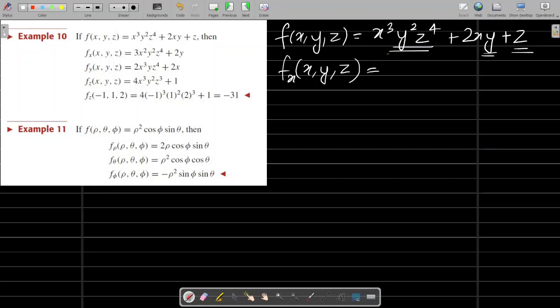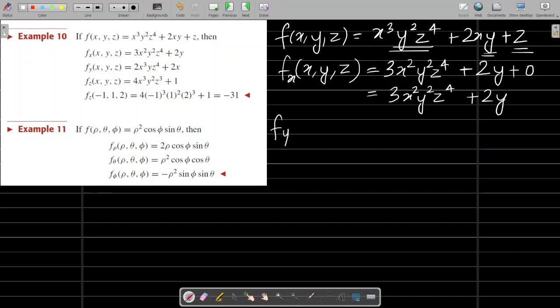So that will be equal to dou by dou x of x cube is 3x square, and y square z raised to 4 is a constant, I'm writing it as such, plus 2xy. So dou by dou x of 2x is 2 and y is a constant, plus dou by dou x of z, z is a constant, so dou by dou x of a constant is 0. So you're getting the answer as 3x square y square z raised to 4 plus 2y.